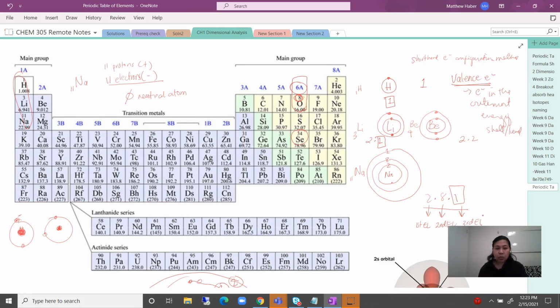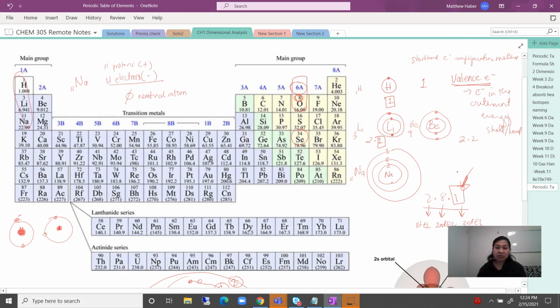But like I said, when we're looking at the interaction of this atom with another atom, we're really looking at the electrons in the outermost shell, or the valence electron. And so we're just focusing on this one right here for sodium.